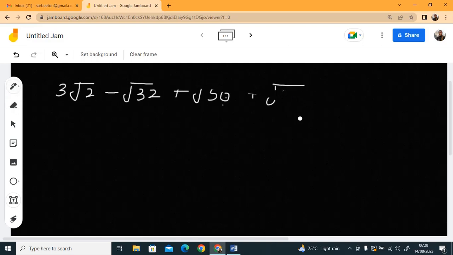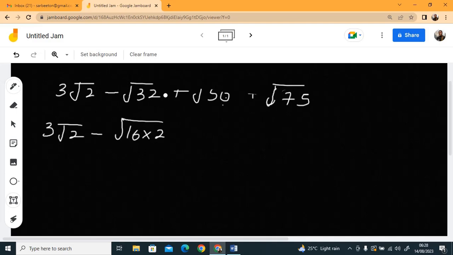So we have here root 75. Now what we're going to do here is that this is in basic form. There is no simplification with this. This should be 3 root 2 minus root 32. In basic form, 4 times 4 is 16. 16 is a perfect square. When you multiply it by 2, you get 32.